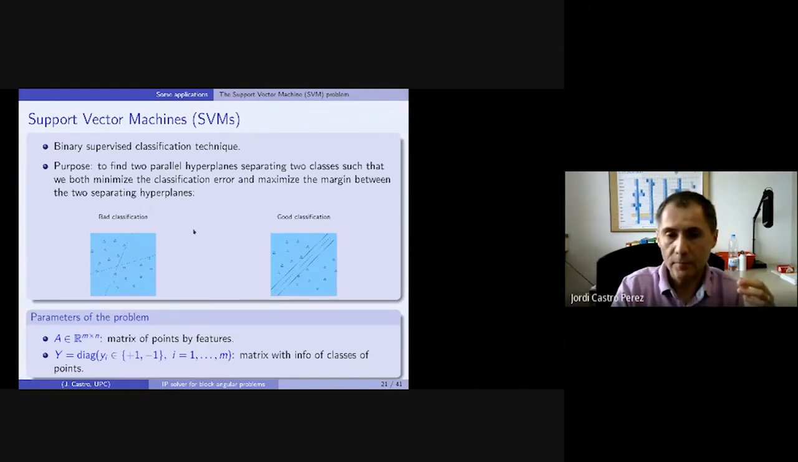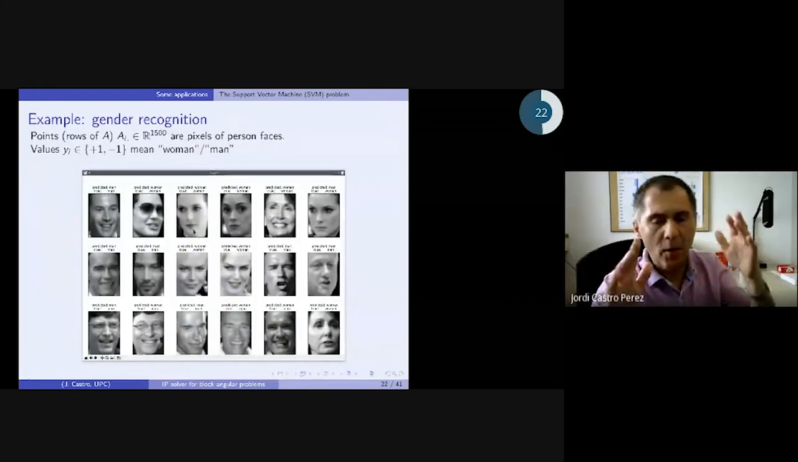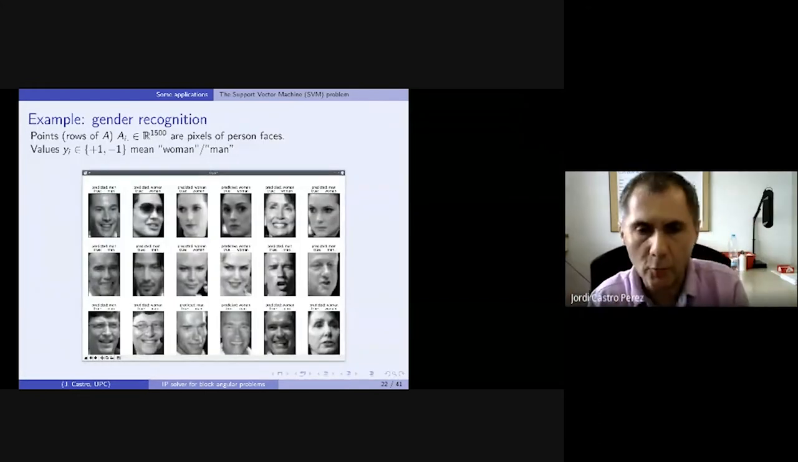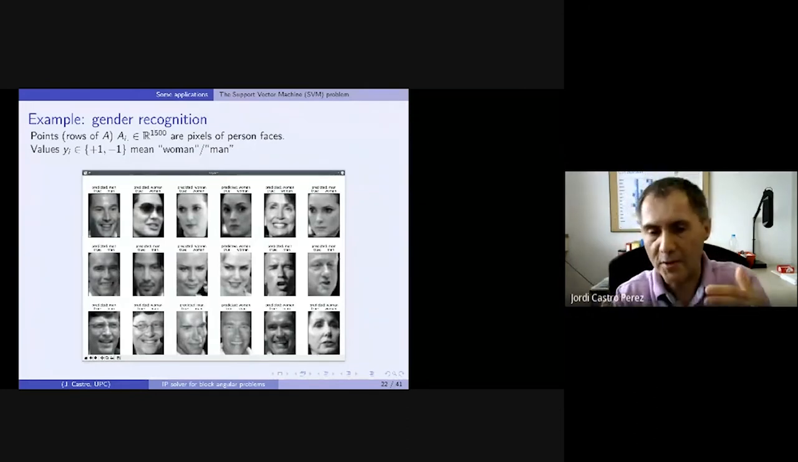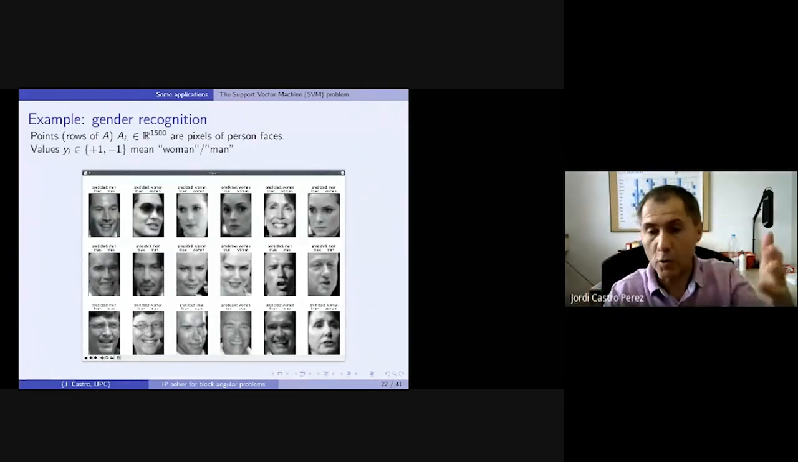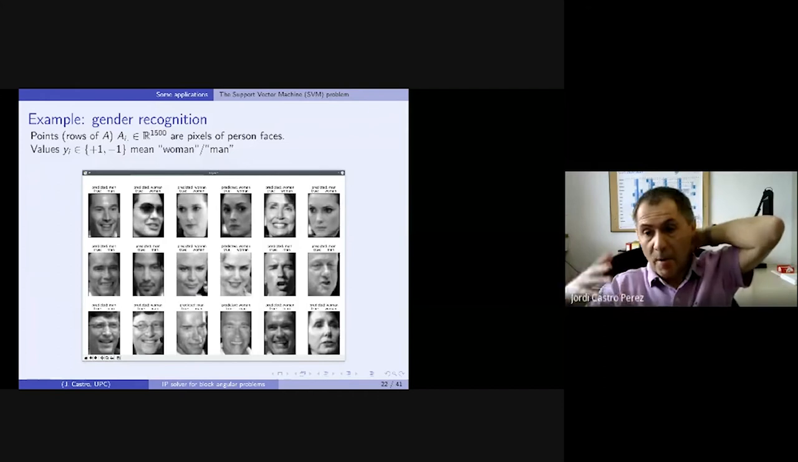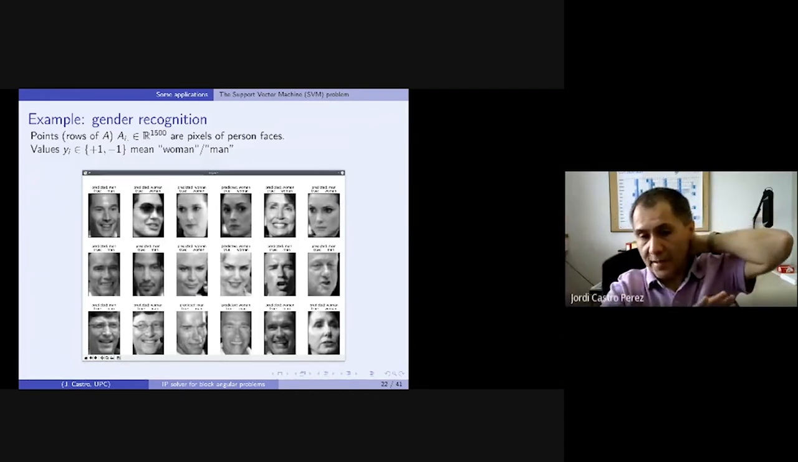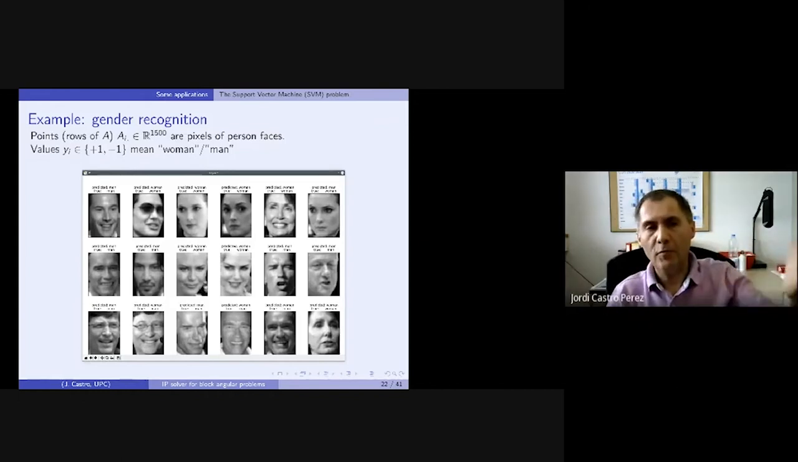So that's an example. Well, again, I don't know if you are familiar with support vector machines. This is an example I showed to my students. That's something I computed in Python. That's very easy. Don't think that that's difficult to do in Python. It's quite easy. That's an example for a support vector machine that tries to recognize the gender of a person just by looking at a picture of the face, okay?